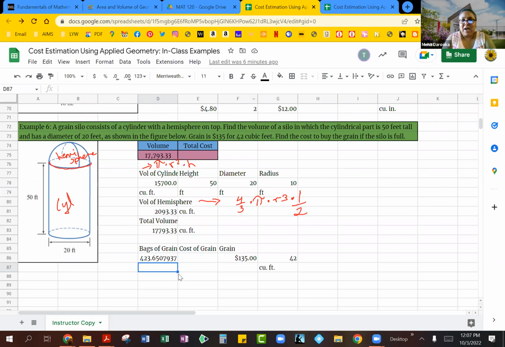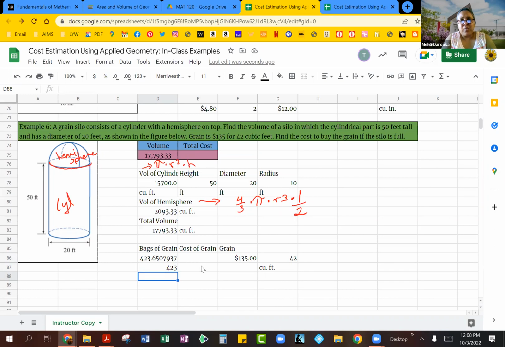So in this case, I would say you probably want to round down, because you only have the capacity that the silo gives you, and you are not able to fill it up any more than what it will allow you. So you probably should round down, and probably just do 423 bags of grain. It's better to leave a little bit of space than try to buy too much and then not have space to store the grain. So round down.